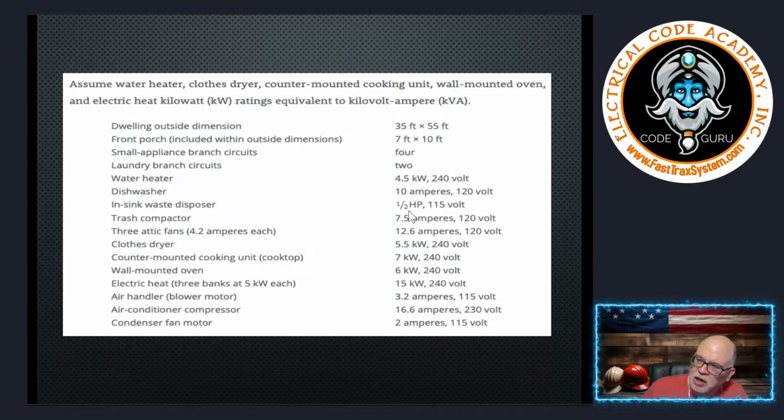Next, we have an InSinkErator waste disposer, and this one is given to us in horsepower. This is the only one today that's given to us in horsepower. But it's good that we look at this one because I'm going to show you how to convert this and get it to VA when you may have something in horsepower given on your electrical exam. And in the real world, you're still going to have to take a horsepower and convert it to get a VA value so that you can do your load calculation. Okay. Makes sense. All right.